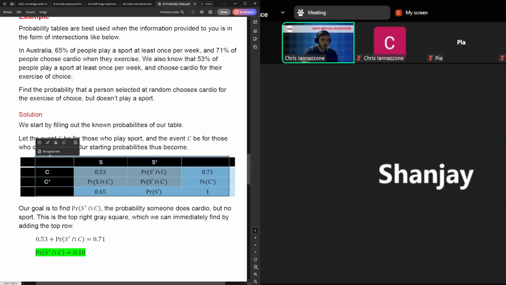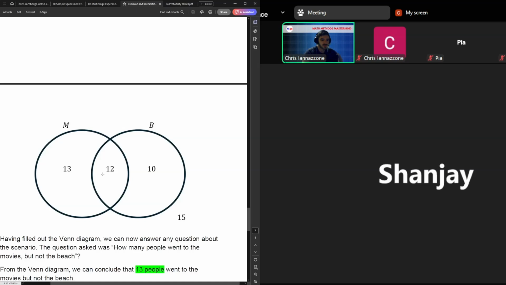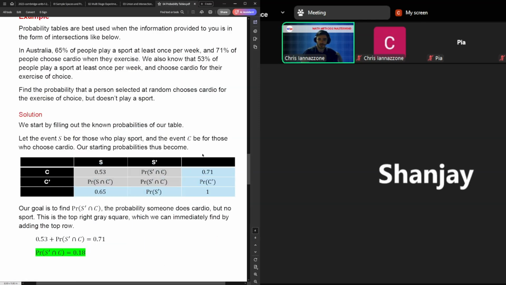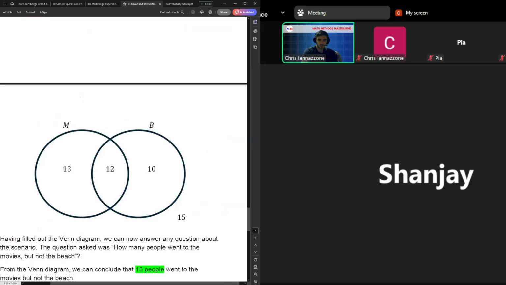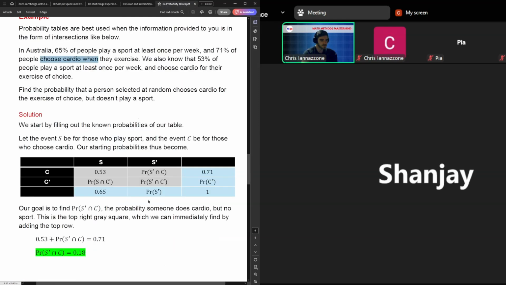Now, that's kind of like splitting hairs by saying, oh, if you see intersection, you should do a two-way table. Realistically speaking, a Venn diagram works just as well. So if you have a preference between doing Venn diagrams or doing probability tables, just pick the one that you like working with best. But if you want to be super efficient, then if you can see a bunch of intersections in your wording, just use that. The real thing to watch out for is looking for two things that are contrasted. In this case, sport, cardio. In this case, it was movies, beach. This is where you would use these kinds of tactics.